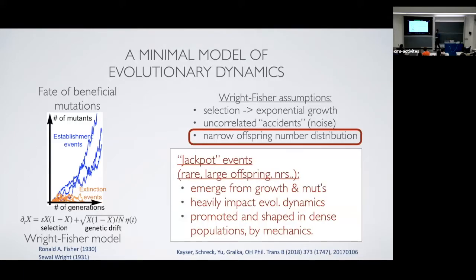Today, I want to focus on this last point here on what I call narrow offspring distribution. I want to point out today that often in models, we like to think about traveling waves, in particular, jackpot events emerge from the combination of mutations and growth, and they heavily impact evolutionary dynamics. We also try to understand additional, specifically spatial mechanisms of forming jackpot events, but I probably won't get to that, but I have backup slides if I happen to have enough time at the end.